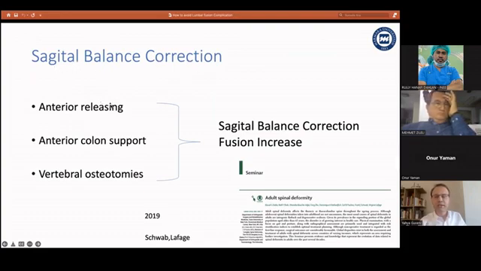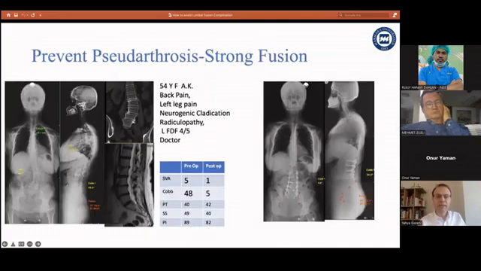How can we do that? Anterior release, anterior column support, and vertebral osteotomies help us get sagittal balance. And this is some adult degenerative scoliosis.